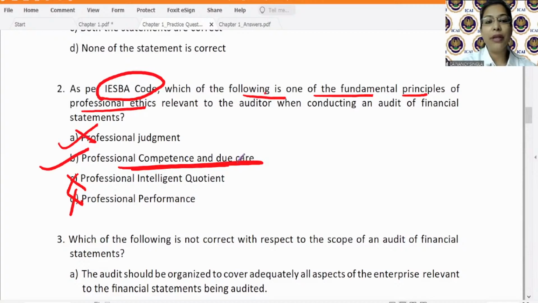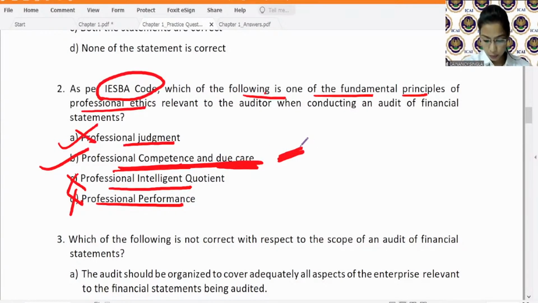So professional competence, professional behavior was there, and your confidentiality was there. But ये तो नहीं. So this is the one. So professional judgment भी ठीक लग सकता है आपको, professional intelligent quotient भी लग सकता है, professional performance भी लग सकता है. But which is the correct answer? For that you need to read the entire question. So many of you have answered correctly.